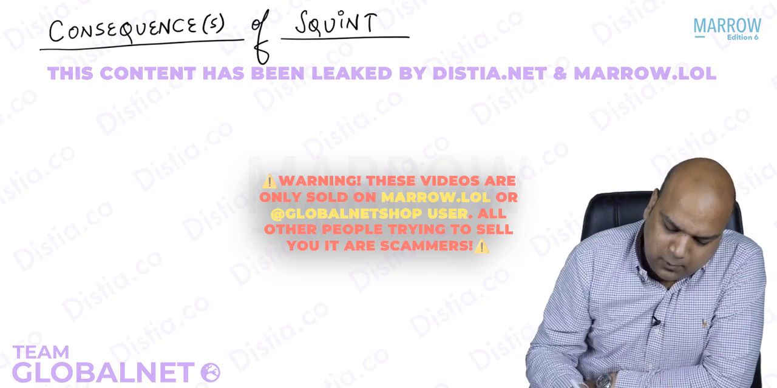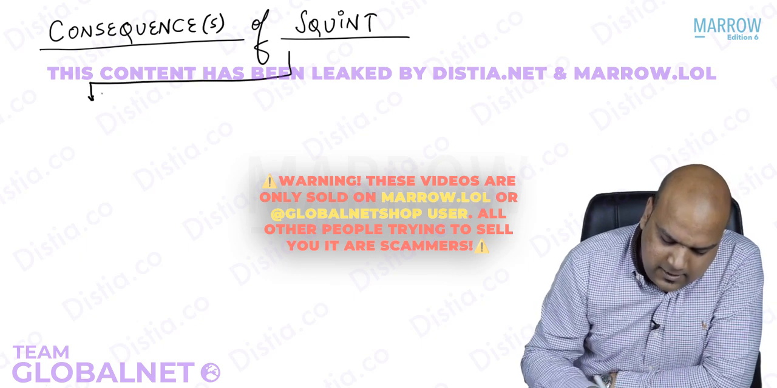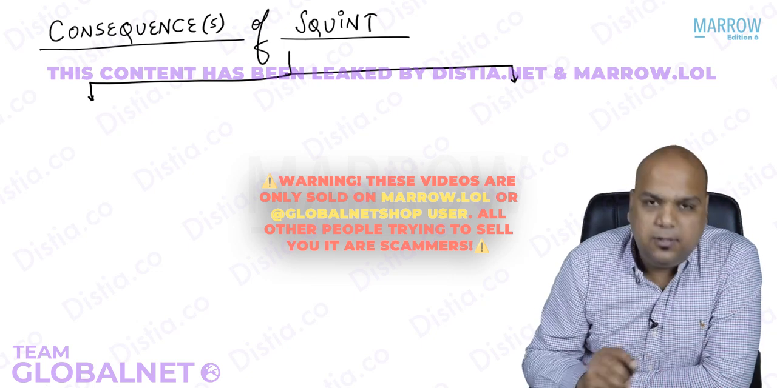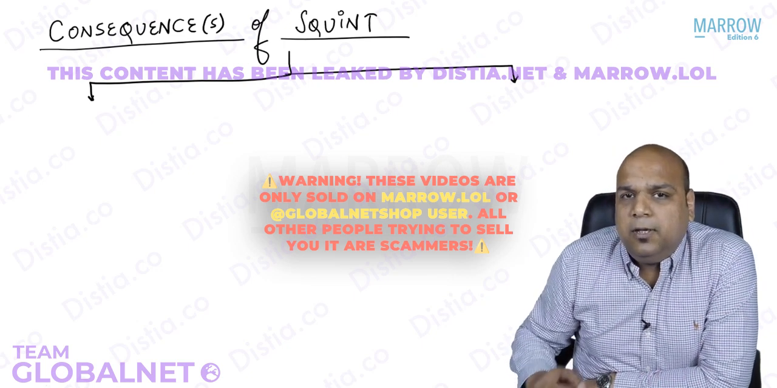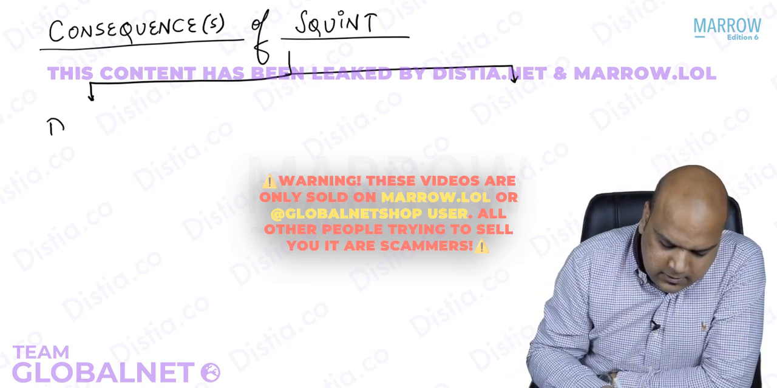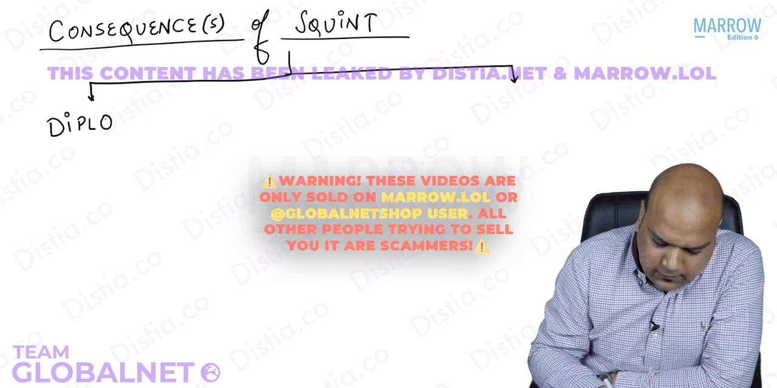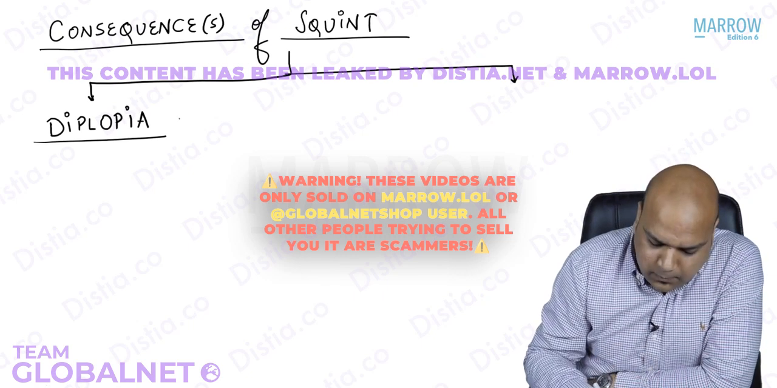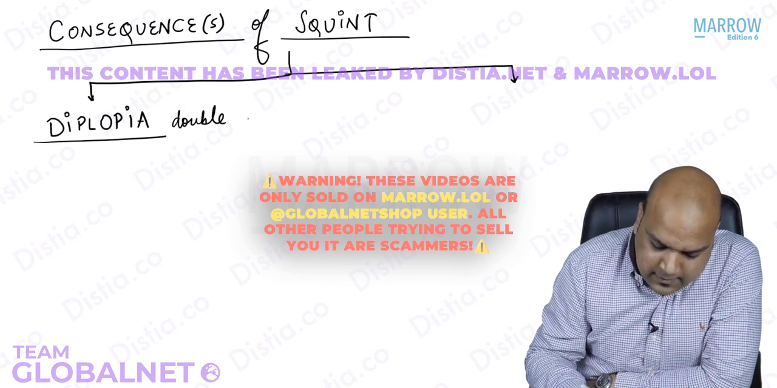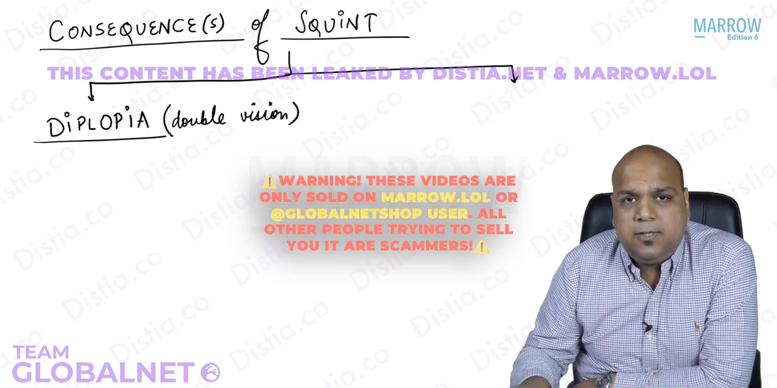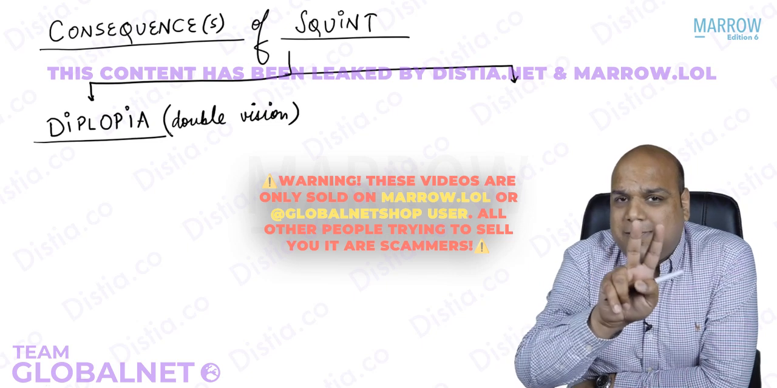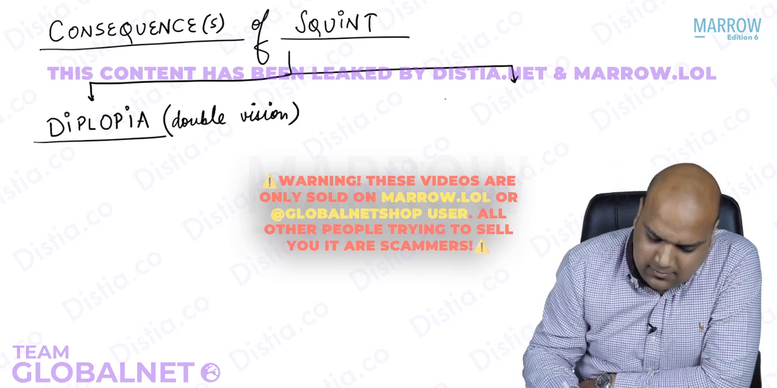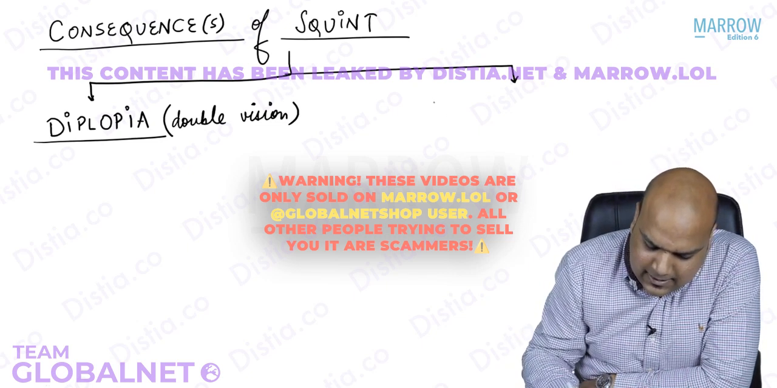There are two basic problems that we can group the consequences of squint into. The first is the word that you would have heard a lot of times, diplopia. Diplopia in simple English means double vision. So instead of one image, you see two images. The second consequence of squint, we can say, is confusion.